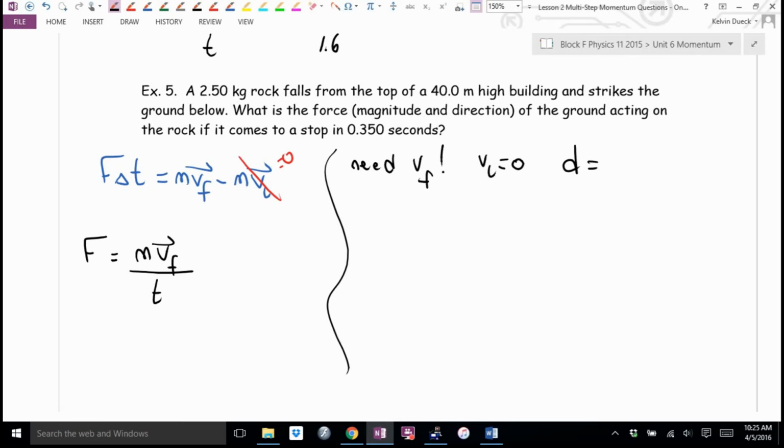We're ending up below from where we started, and have I gone on my rant about how vectors and change in direction have now become much more important, unlike winner minus loser, where we could just decide what was positive and go with it? So, negative 40. Oh, I know one more thing. Negative 9.8. I can't use t as 0.35. That's the stopping time, not the falling time.